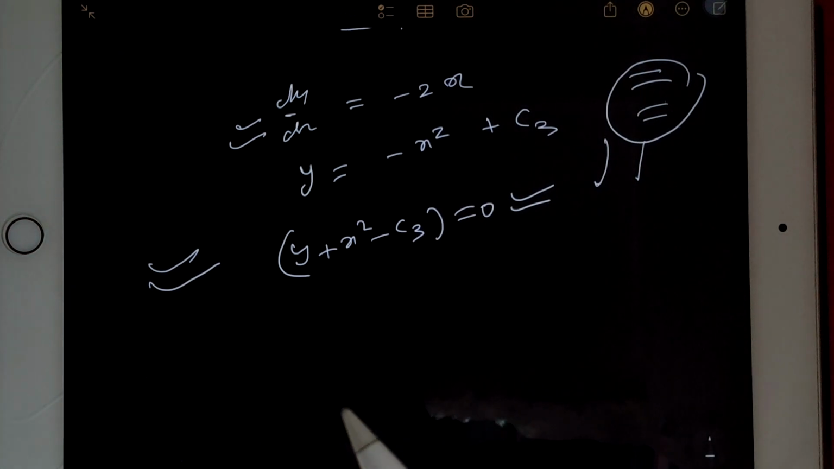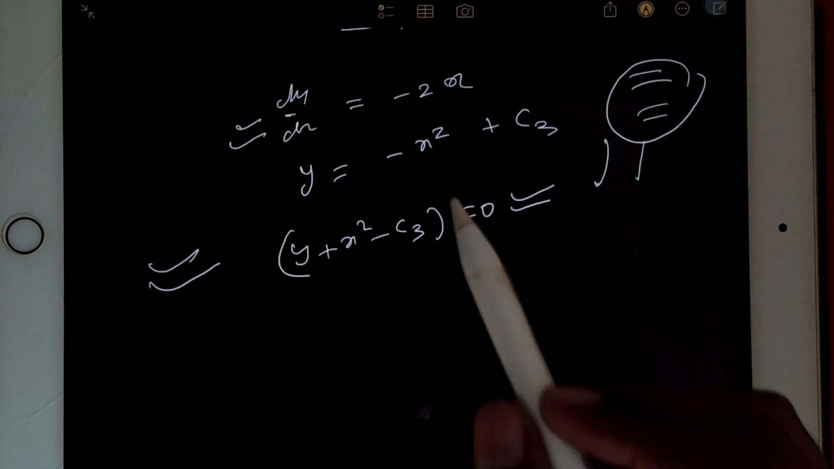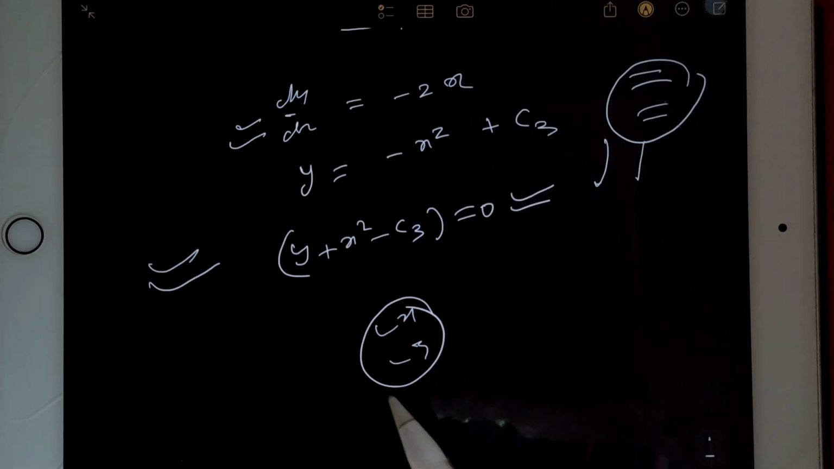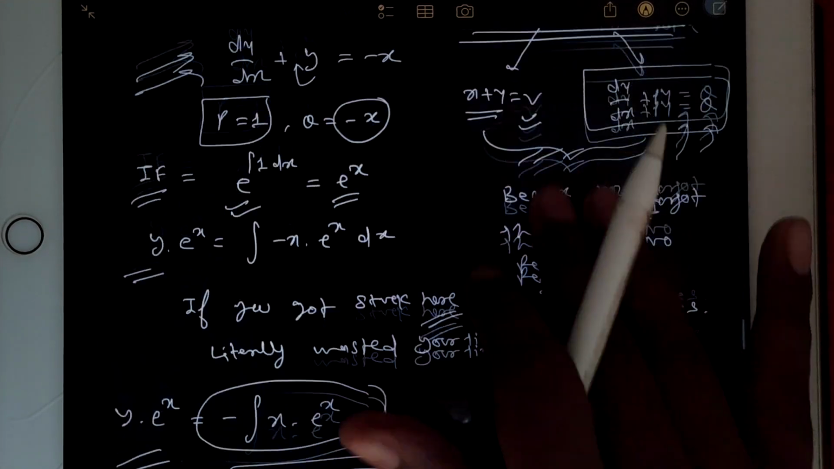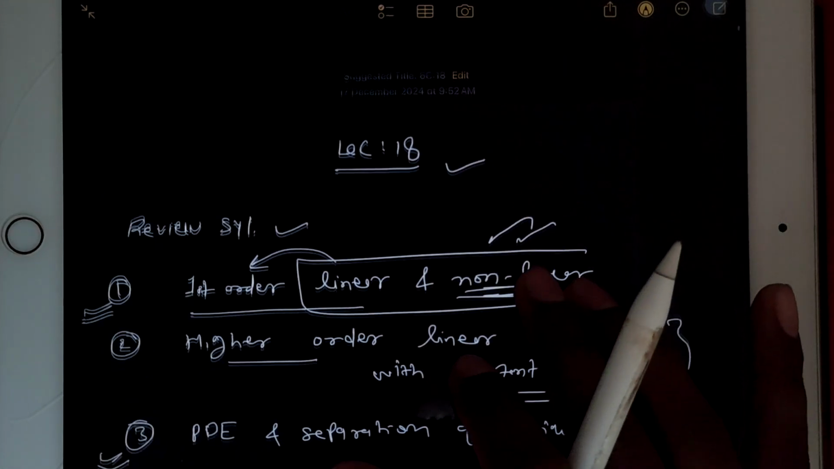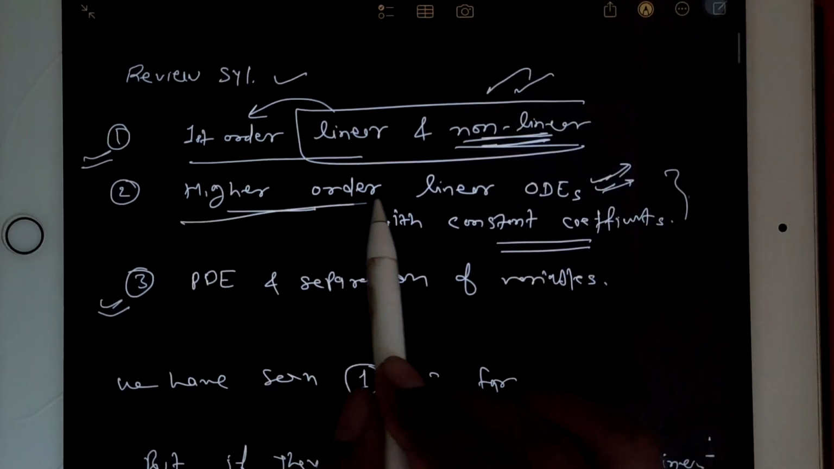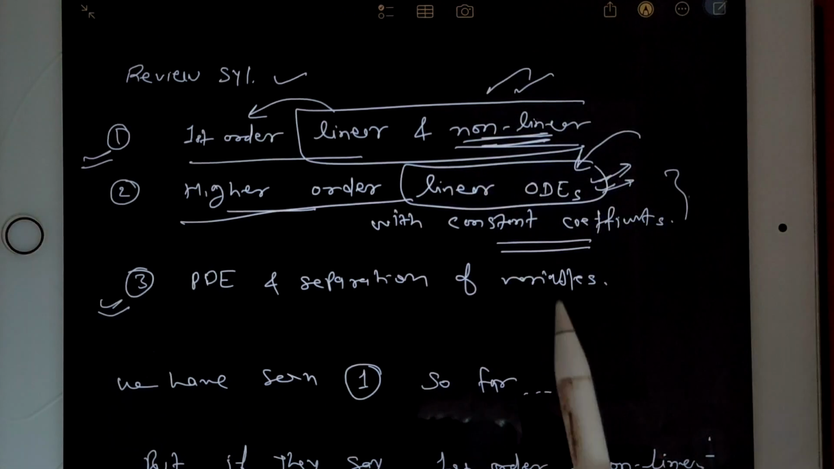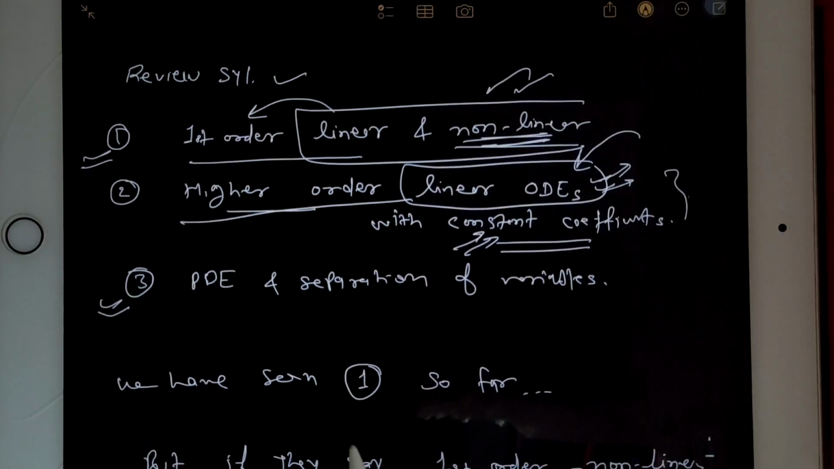And now we are going to see our next case, which is solvable for x, and solvable for y in another one. And after that we will enter higher order linear ODEs. So here we have to bother only about linear ODEs, and that too only with constant coefficients.